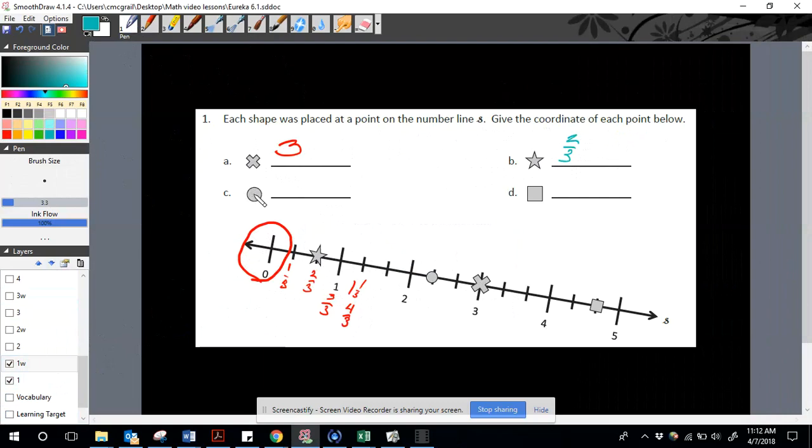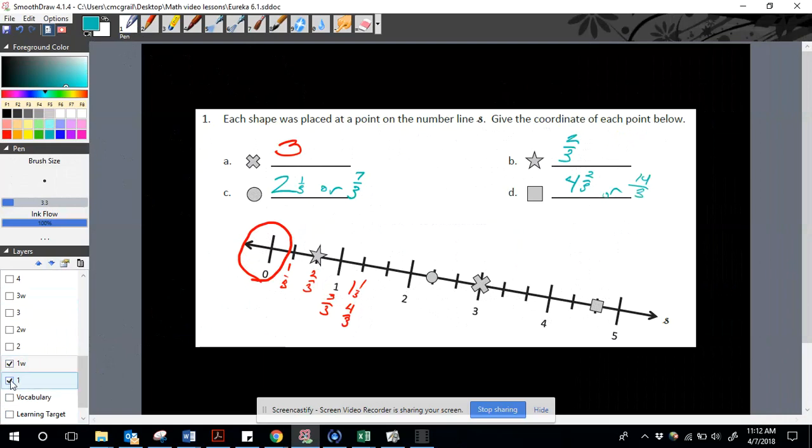Next one is the circle. I can see that I have two choices. The circle is either located at 2 and 1/3, or this is 6/3, 7/3. And lastly, the square is located here. Its coordinate is 4 and 2/3. I also could have said 12/3, 13/3, 14/3.